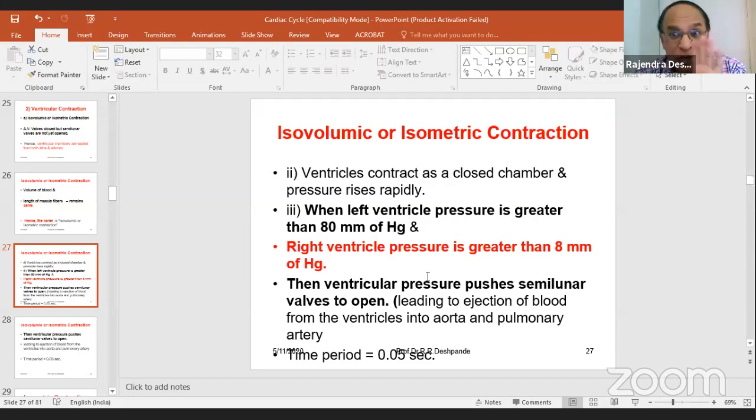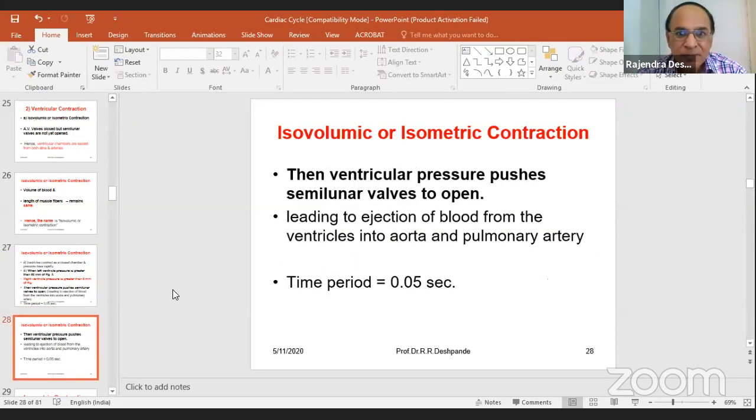It is not actually ejected yet. Now the next phase. But first, ventricular pressure pushes the semilunar valves to open, leading to the ejection of blood from the ventricles into the aorta and pulmonary artery. This event, isovolumic contraction, occurs in 0.05 seconds, okay?